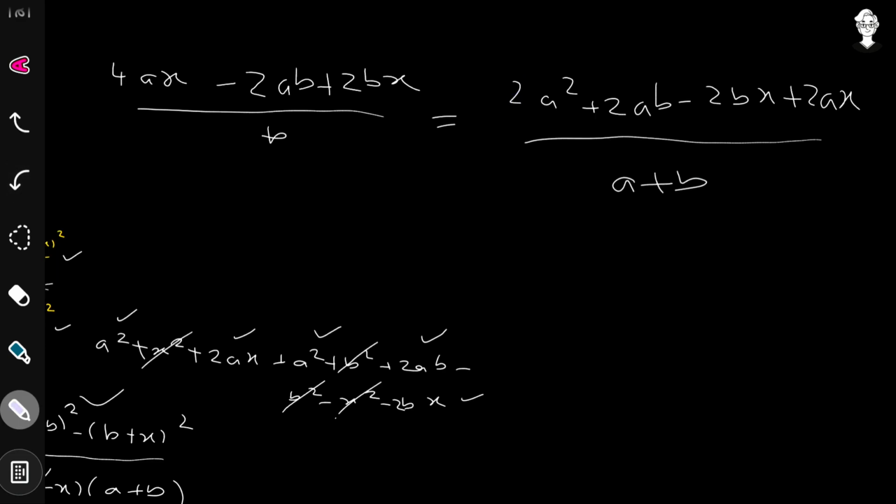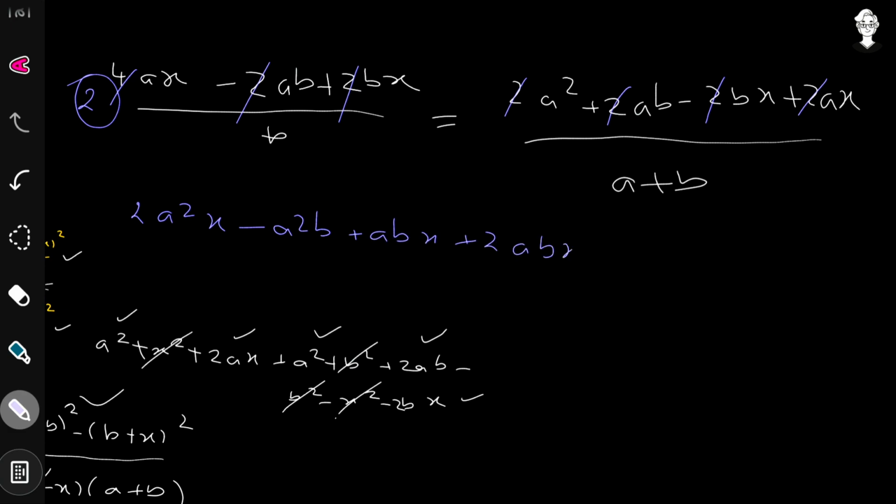So first of all we can say that the 2s all get cancelled out, and now let us do the cross multiplication. On the left hand side we will have 2 times a square x minus a square b plus abx, plus 2 times abx minus ab square plus b square x, and this is going to be equal to, now b is multiplied over here, a square b plus ab square minus b square x plus abx.